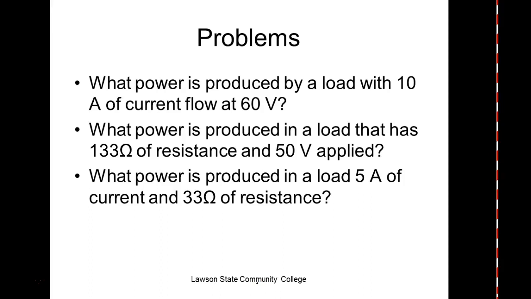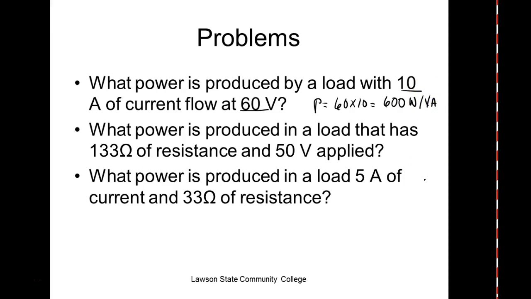So what power is produced in a load with 10 amps and 60 volts? Right? So this is 60 volts, 10 amps. Then the power, P, would be equal to V times I, which is 60 times 10. So we shouldn't need our calculator, right? 600. So this would be 600. And of course, we don't know what it is. It's either going to be watts, or it's going to be VA, depending on what we'll talk about later on.